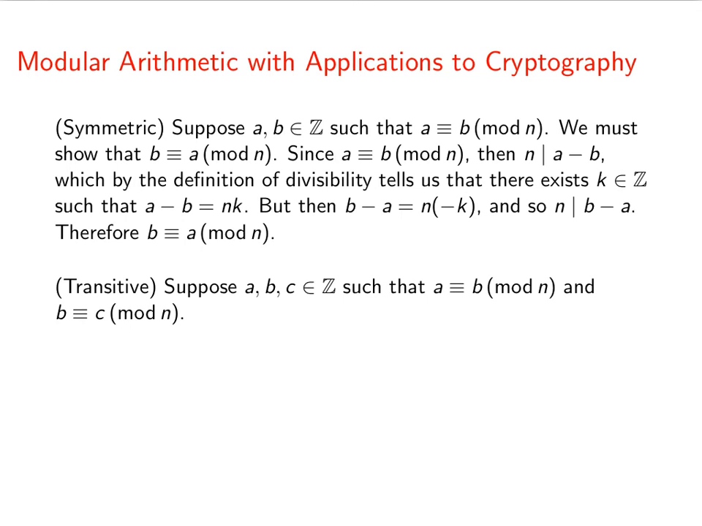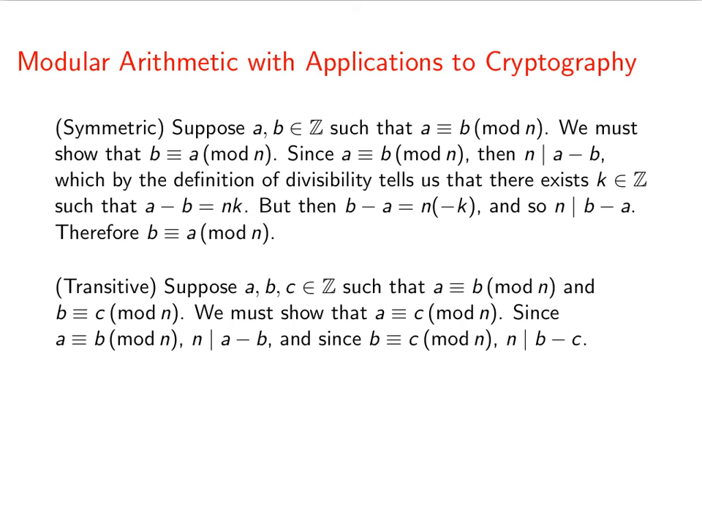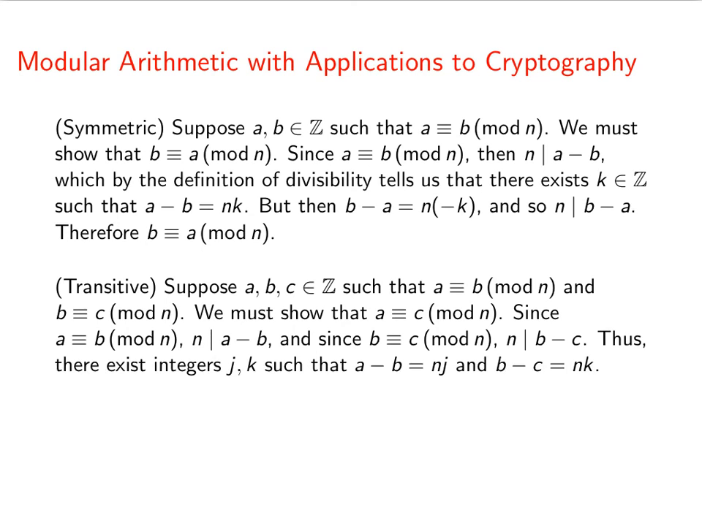And finally, we'll go on to transitive. Let's suppose a, b, and c are integers. A is congruent to b mod n, and b is congruent to c mod n. What we have to show is that a is congruent to c mod n. All right, so knowing that a is congruent to b and b is congruent to c, we can say that n divides a minus b and n divides b minus c. So that tells us that there exist integers j and k such that a minus b is equal to nj and b minus c is equal to nk.